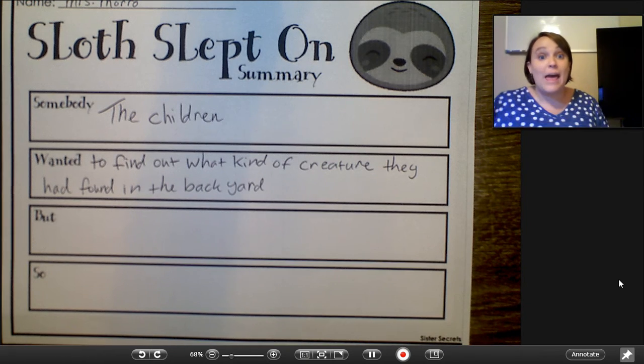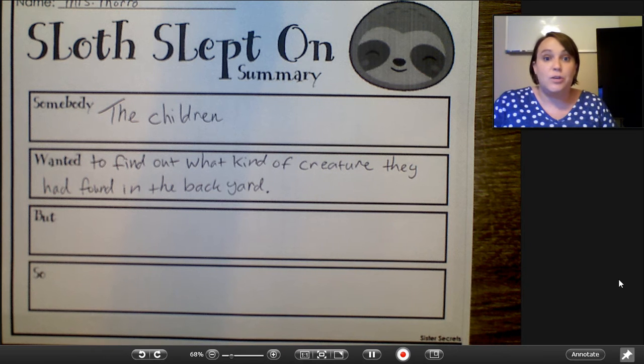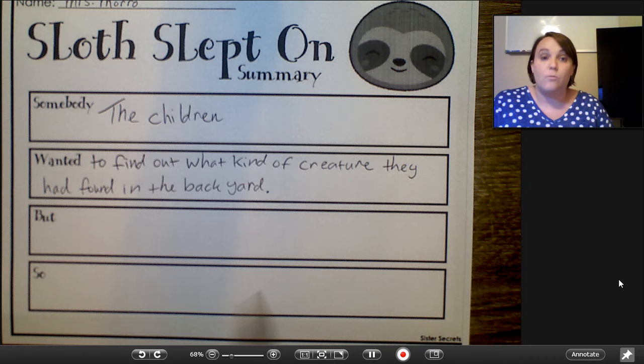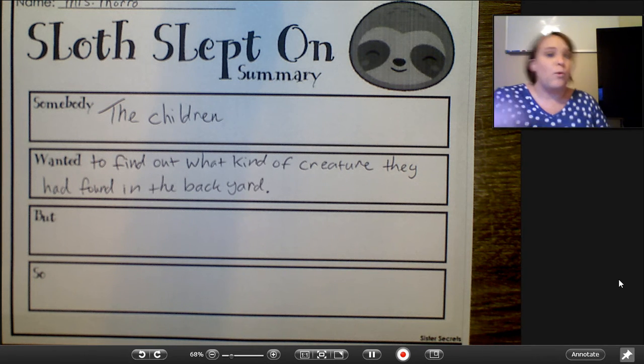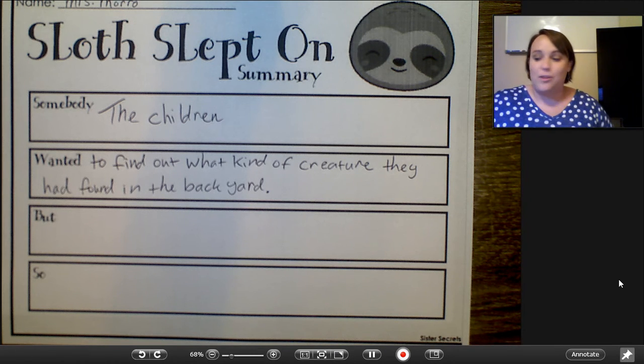Now, I can go ahead and punch a period here. This is a fully complete sentence because it says who does what. The children wanted to find out. What did they want to find out? They wanted to find out what kind of creature they had found. Where did they find it? In the backyard. So it all goes together. It really flows well together, okay?